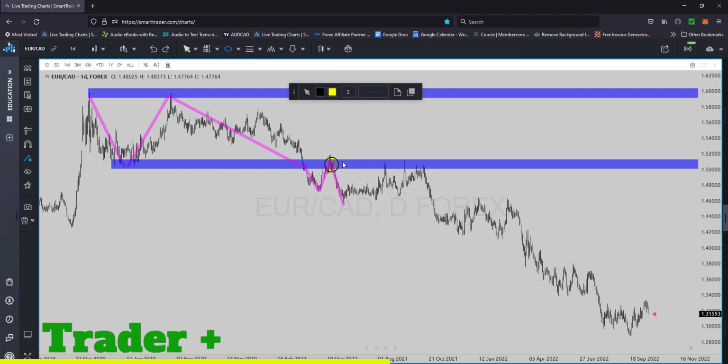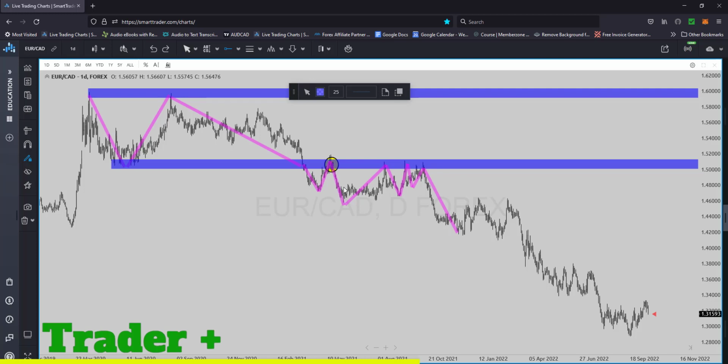Again, this is now acting as resistance, pushing the market down. So when the market pulls back up to this level, we could have sold, pull back up to this level, we could have sold, pull back up to this level, and then it finally fell. All right, and again, let's dive a little deeper.